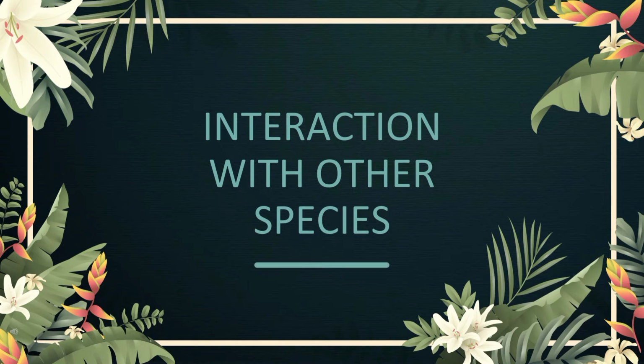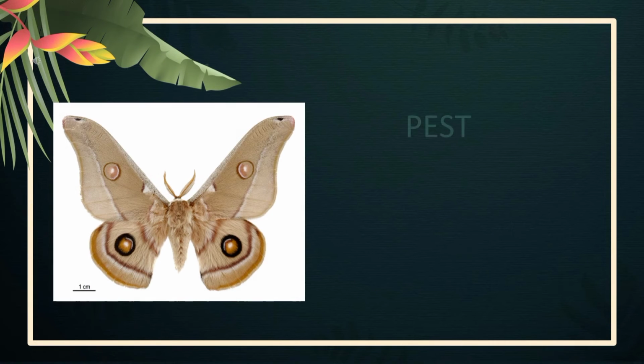Okay, lastly, I will talk about the interaction with other species. Okay, the first interaction is pest. Helicoverpa assulta is one of very few insects that can successfully feed on the red pepper because it can tolerate capsaicin. Helicoverpa assulta, the oriental tobacco budworm, is a moth of the family Noctuidae.